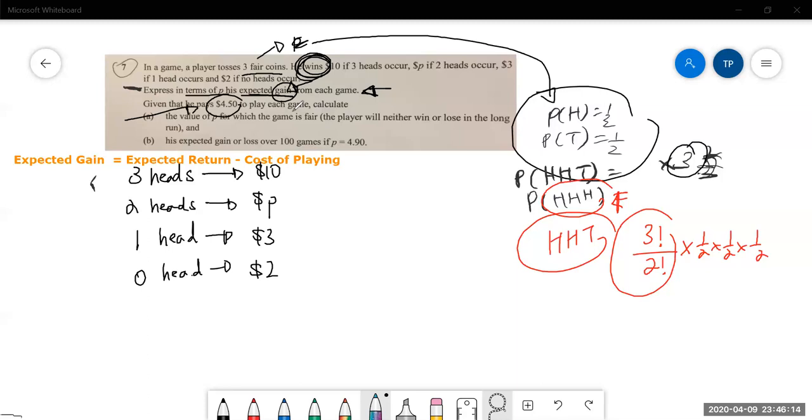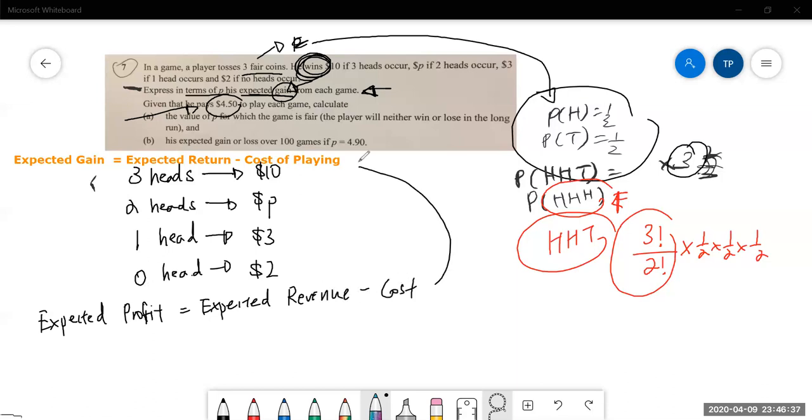Doesn't return mean revenue? So it's like expected profit. You learn econs, right? Profit is revenue minus cost. So this is expected revenue minus cost. So returns to him. The expected return means when he plays this game, how much does he get back? Haven't minus the cost yet.